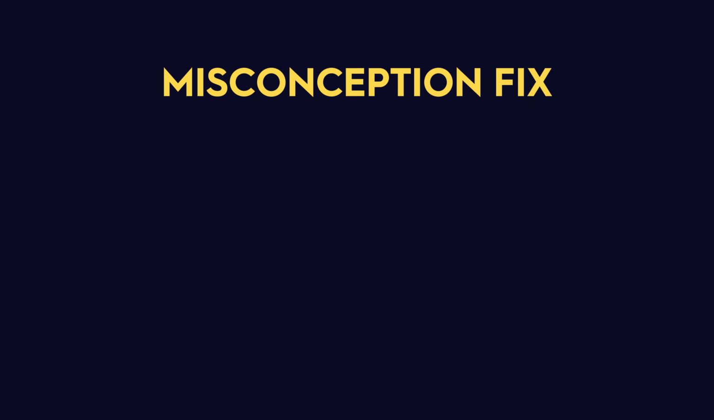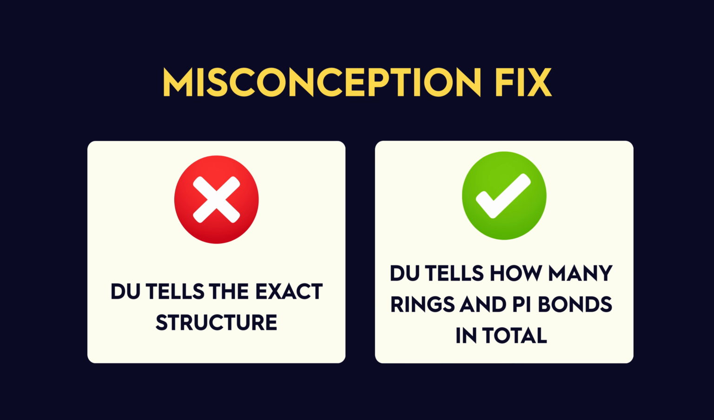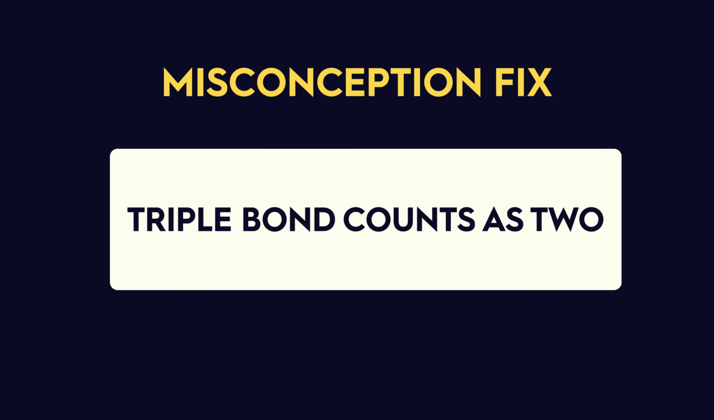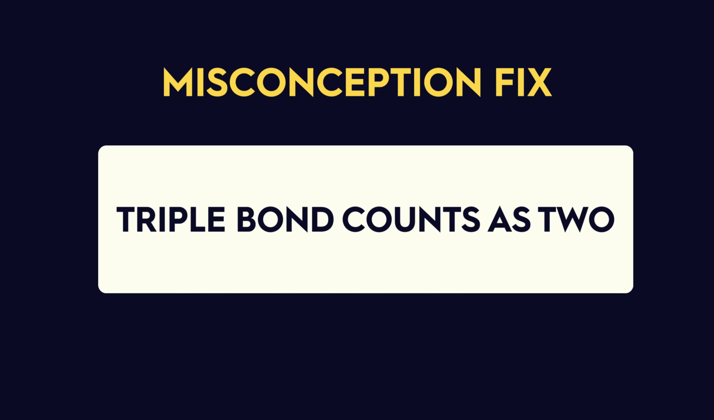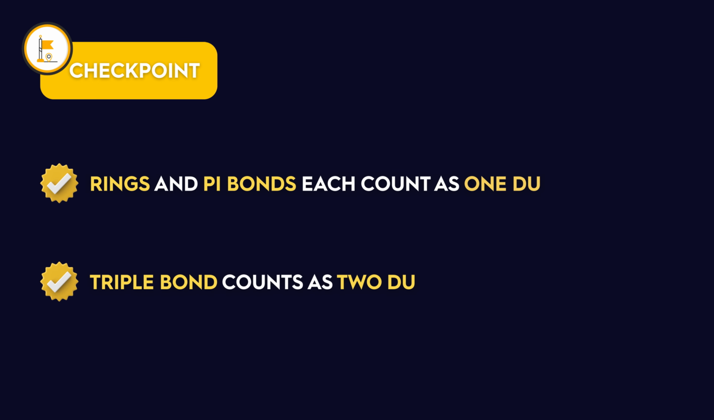Let's do a quick fix to a common mistake. Degrees of unsaturation do not tell you the exact arrangement. They only tell you the total number of rings and pi bonds. A triple bond counts as 2. Let's do a mini checkpoint. You have the rule and one example. Rings and pi bonds each count as 1, and a triple bond counts as 2.